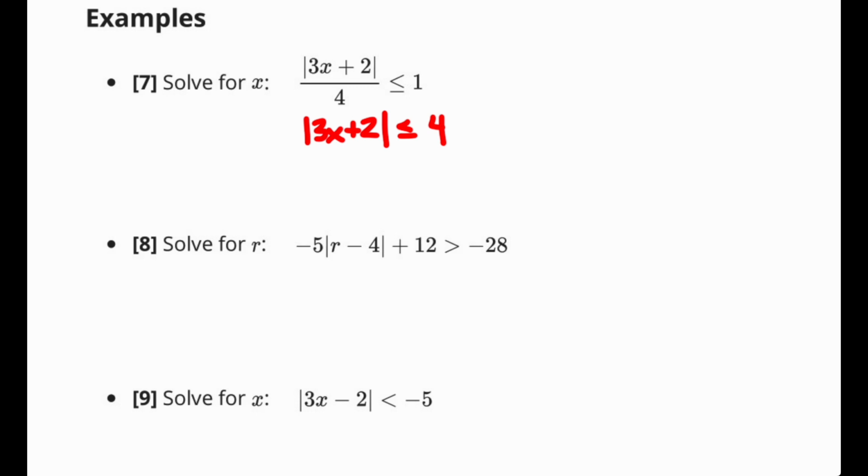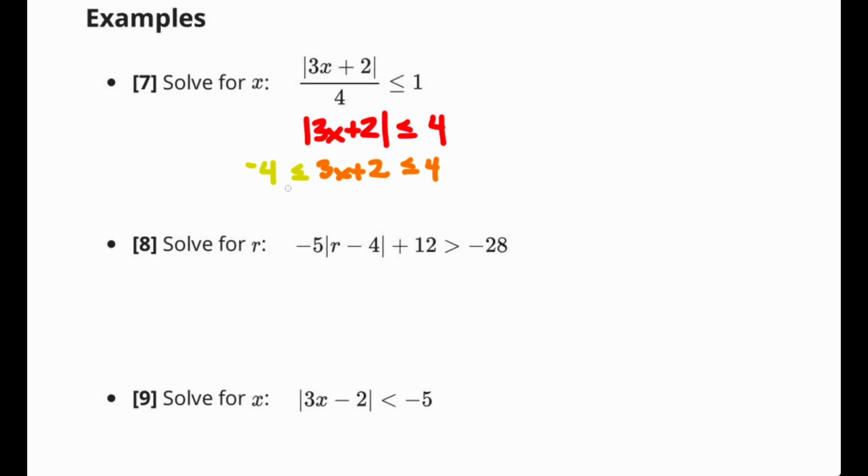Now, this is where it comes in handy to memorize that thing I was telling you about before. When there's a less than in an absolute value like that, it needs to be between the positive and negative version of whatever number is on the right of that less than. So in this case, it's 4. So in other words, this should say 3x plus 2 is less than or equal to 4, but also you need that negative 4 is less than or equal to the 3x plus 2.